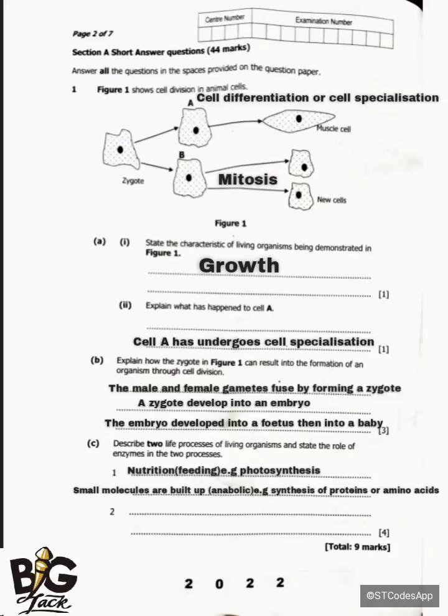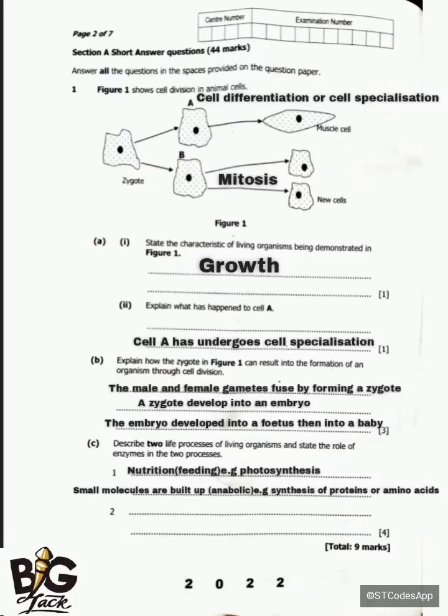Now, under photosynthesis, we are going to find that these small molecules are being built up to form a large molecule. So I'm going to say the role of enzymes here is to build up small molecules into bigger molecules. An example, synthesis of proteins or amino acids.